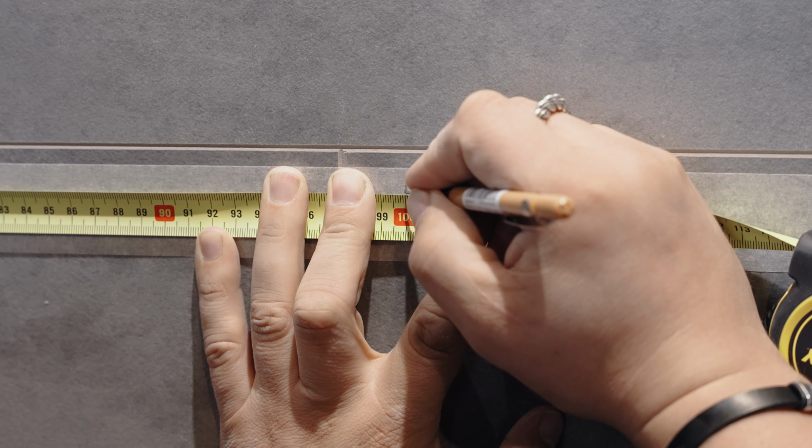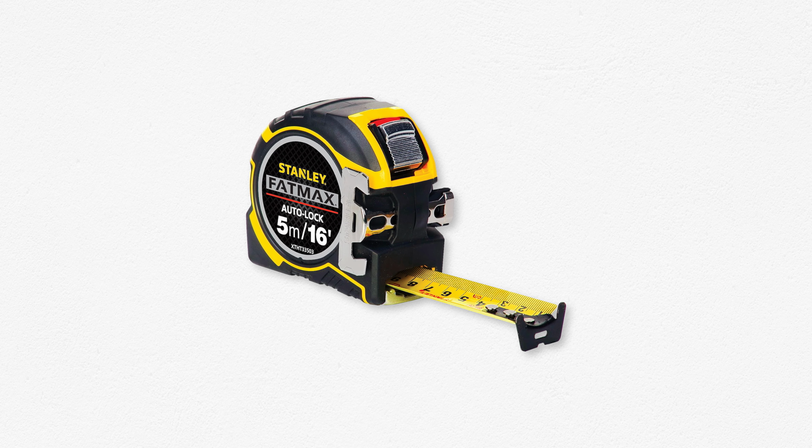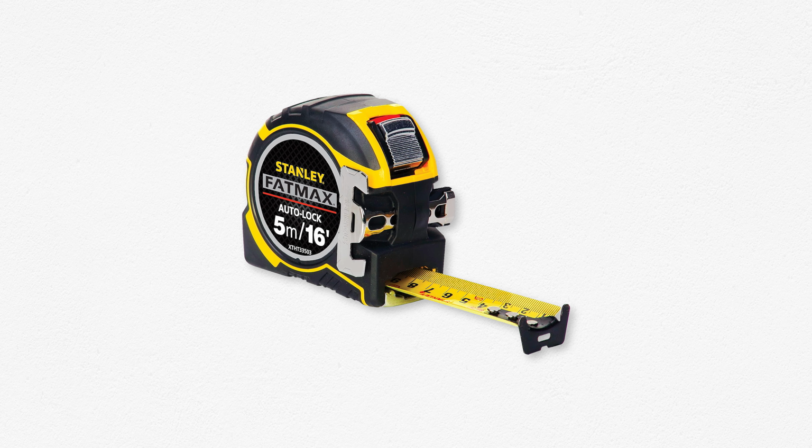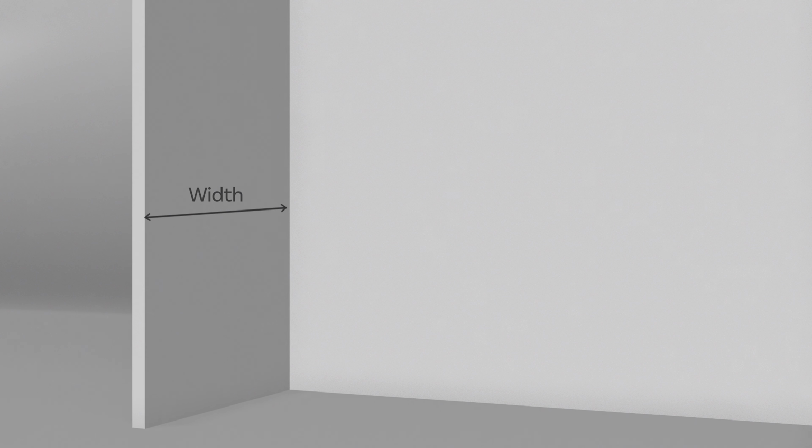Before entering your vanity dimensions, take accurate measurements in your bathroom. Use a good tape measure to accurately measure the vanity dimensions. To avoid any confusion with terminology, please note that in our configurator, the distance from wall to wall is considered the length, while the distance from the back wall to the front edge is considered the width.